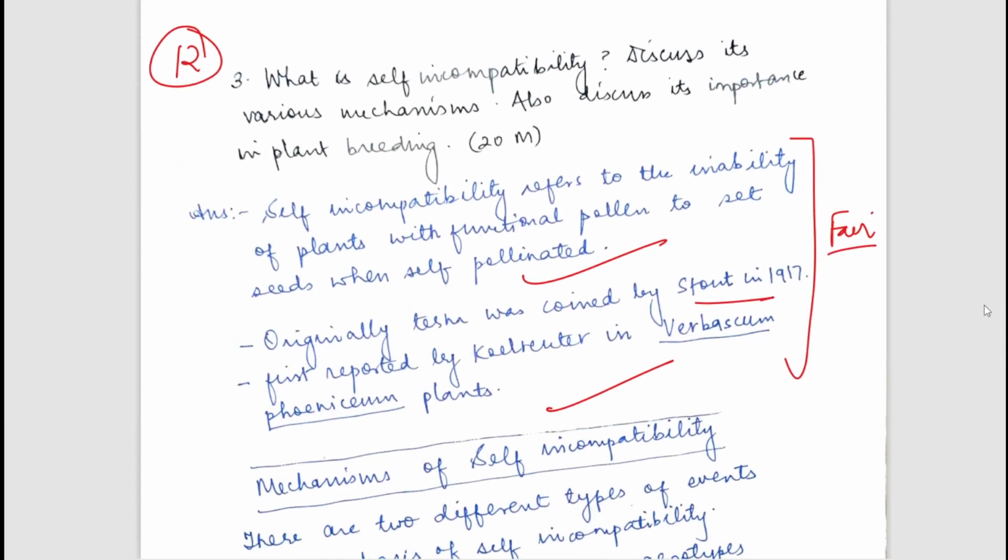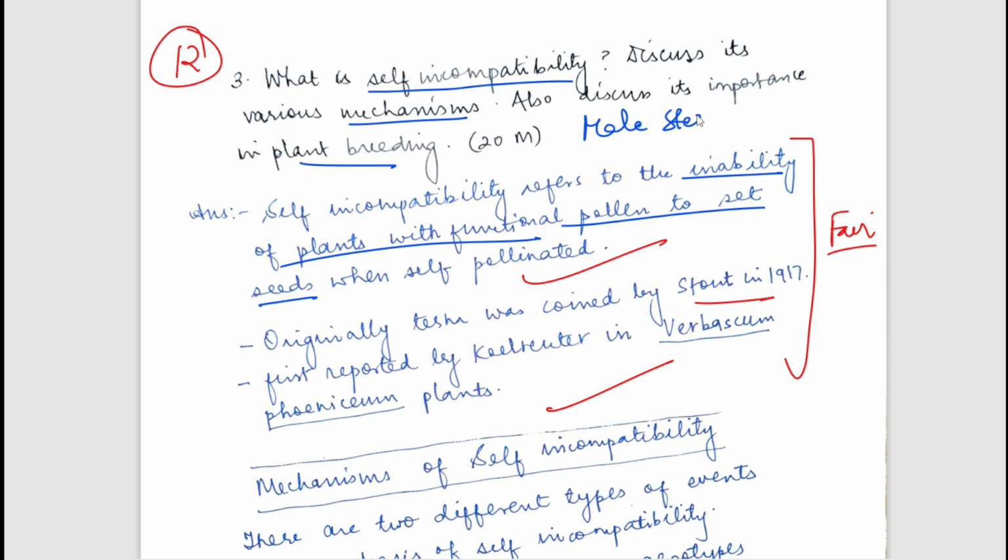Next question is, what is self-incompatibility? Discuss its various mechanisms. Also discuss its importance in plant breeding. So what is self-incompatibility? That is the inability of the plant with functional pollen to set seeds. There is a certain difference between self-incompatibility and male sterility. In male sterility, the plant is not able to produce pollen. The pollen is not produced properly. But in self-incompatibility, pollen is produced. This is the basic difference which most students do not know.